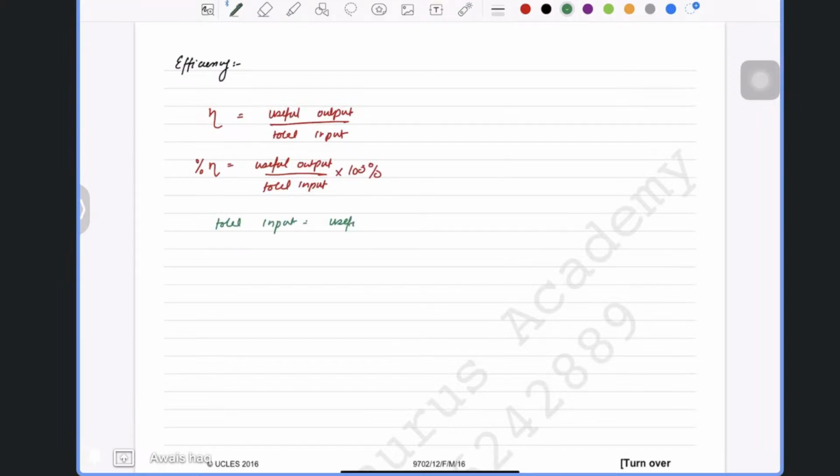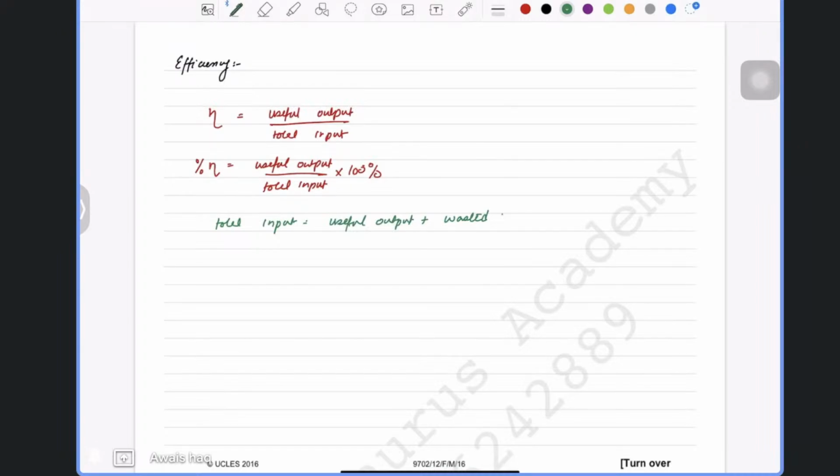So efficiency is denoted by eta, and efficiency is useful output over total input. It could be energy, it could be power. So you can find percentage efficiency as well: useful output over total input times 100%. The other formula you need to remember is that the total input has to be equal to useful output plus wasted. All right, is it clear?